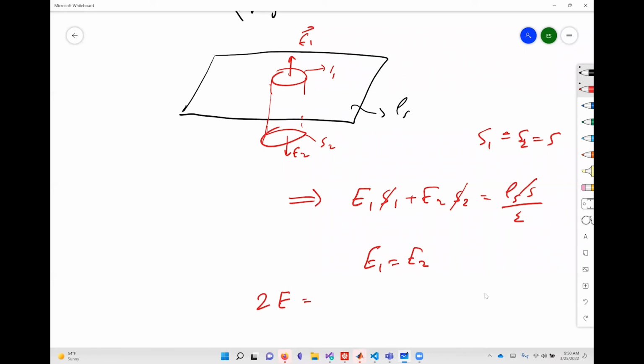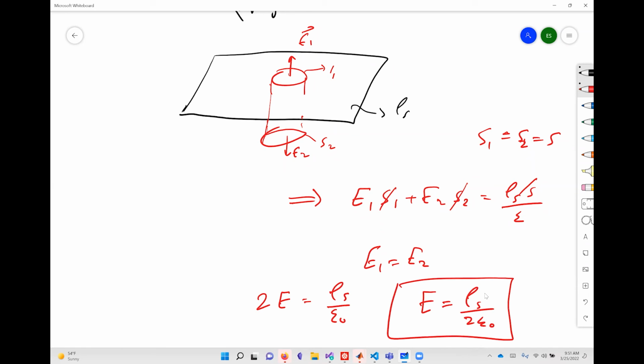So 2E equals rho S over epsilon. So the field due to a parallel plate is rho S over 2 epsilon. We derived this before. Above the plate it is pointing upwards. Below the plate it is pointing downwards.